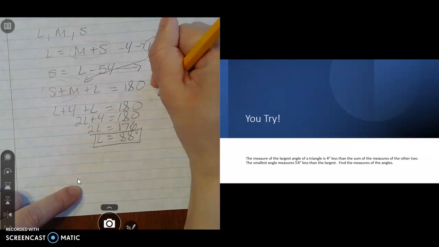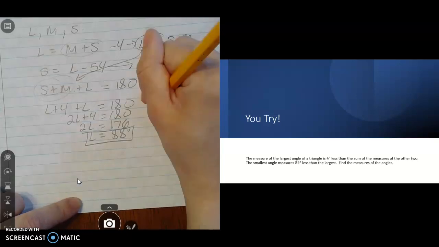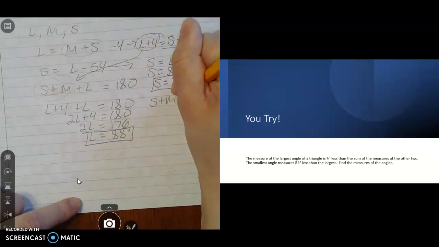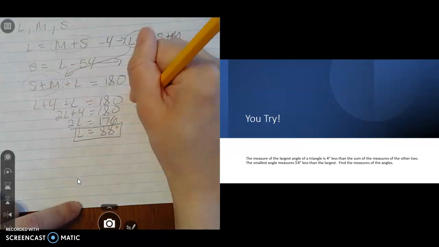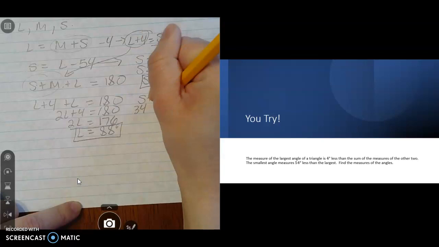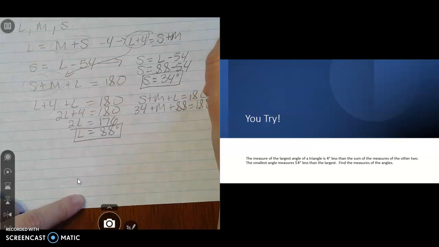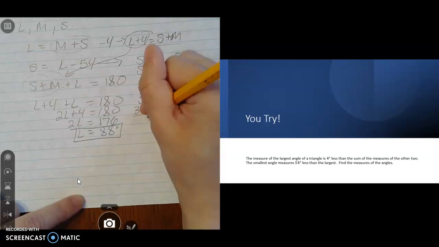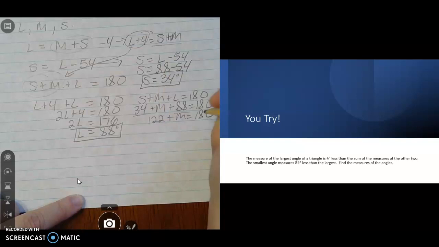And we still need to find the middle one. It doesn't really matter which one we use. How about we use the sum? You know, the smallest plus middle angle plus largest angle equals 180. So the smallest angle was 34 degrees. We don't know M yet. The largest angle is 88 degrees, and that sum is 180. I can combine like terms. 34 plus 88 is 122. And then I can subtract 122 from both sides, and that middle angle is 58 degrees.